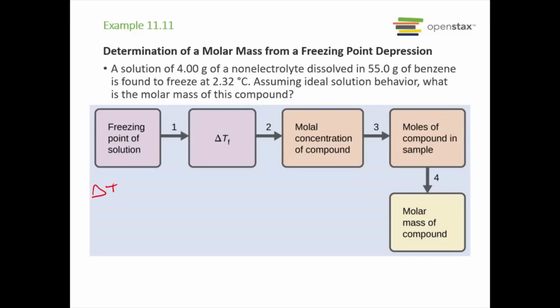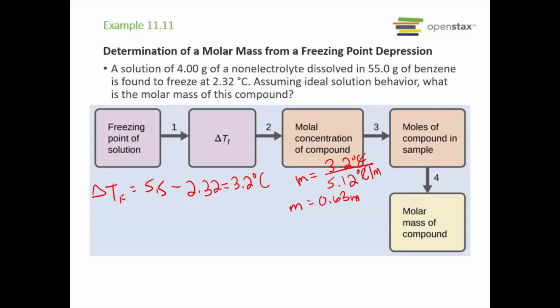Okay, so now delta TF is equal to 5.5, which you can look up in the table for pure benzene, minus 2.32. And our delta T is 3.2 degrees Celsius. And now we can find our molal concentration. We look up our KF, and we have our delta TF. So now our molal concentration is equal to delta TF, which is 3.2 degrees Celsius, divided by 5.12 degrees Celsius over molality. So that gives us molality up top. So now our molality is equal to 0.63 molal.